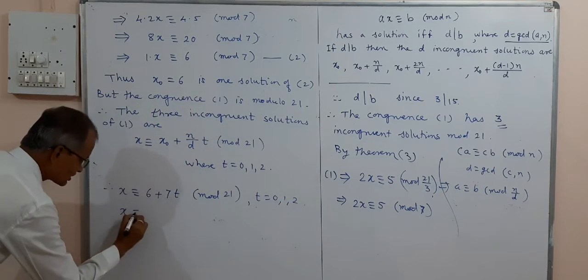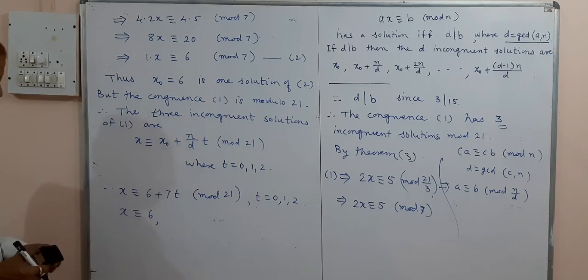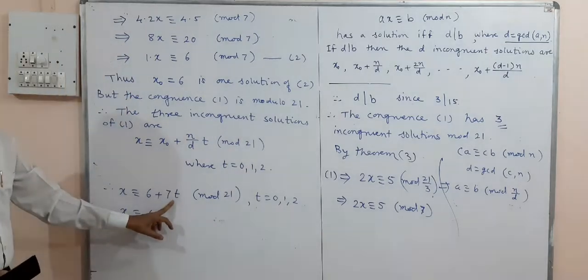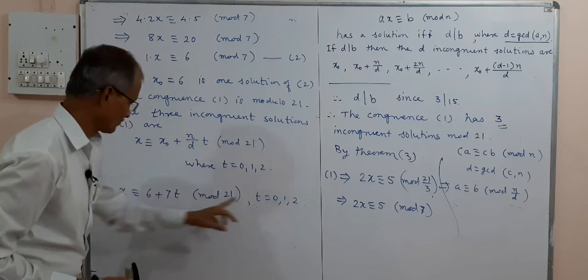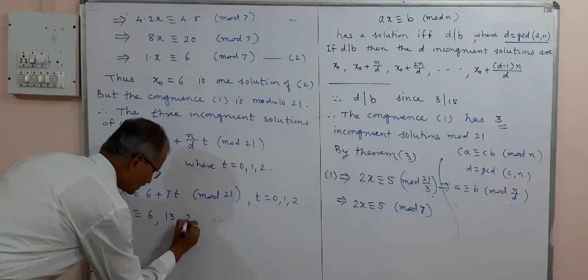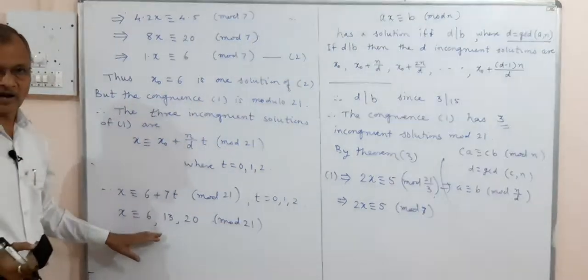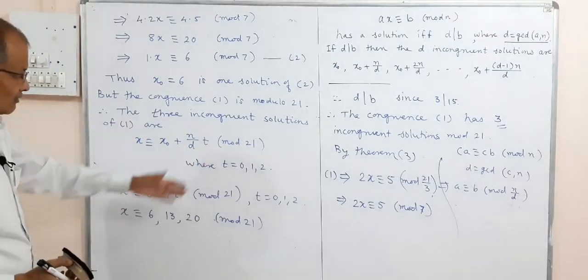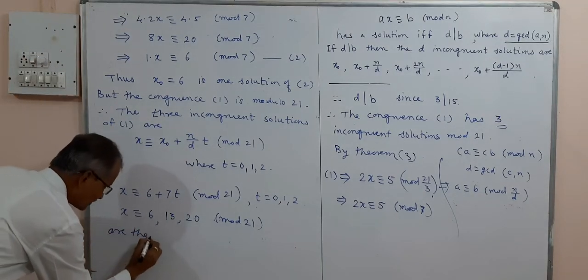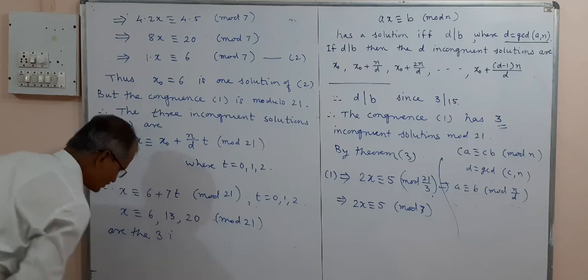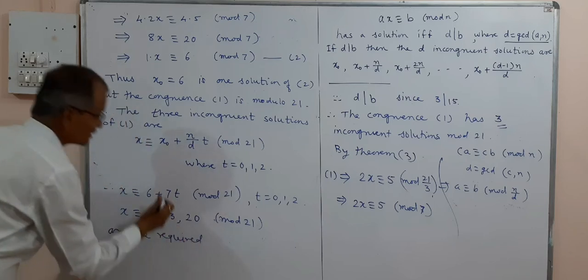And that is x is congruent to, put t is equal to 0, we will get 6, first solution. Put t is equal to 1, we get 6 plus 7, that is 13. Put t is equal to 2, we shall get 14 plus 6, that is 20, modulo 21. These are the 3 required incongruent solutions of the first congruence, or the given congruence. We have written about this, these are incongruent.